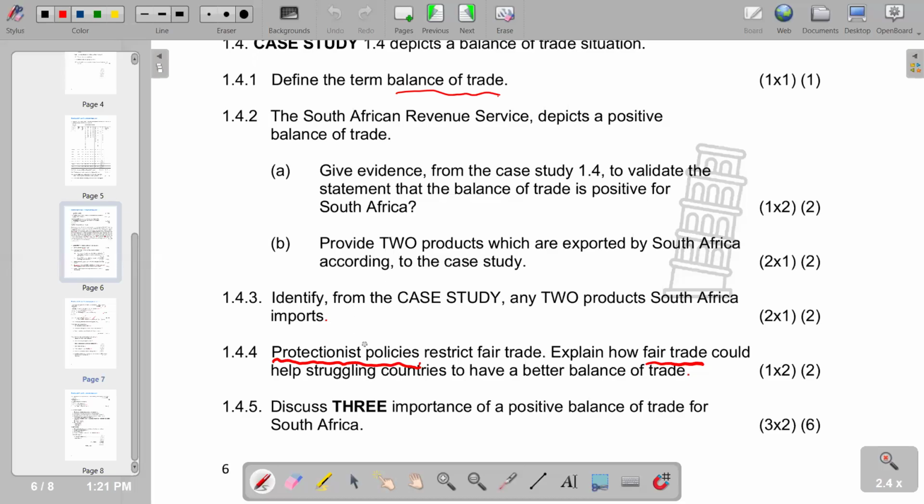So basically, protectionist policies are policies that are meant to restrict imports but encourage exports. So basically, those are the protectionist policies. So any policy that moves in that direction is a protectionist policy.